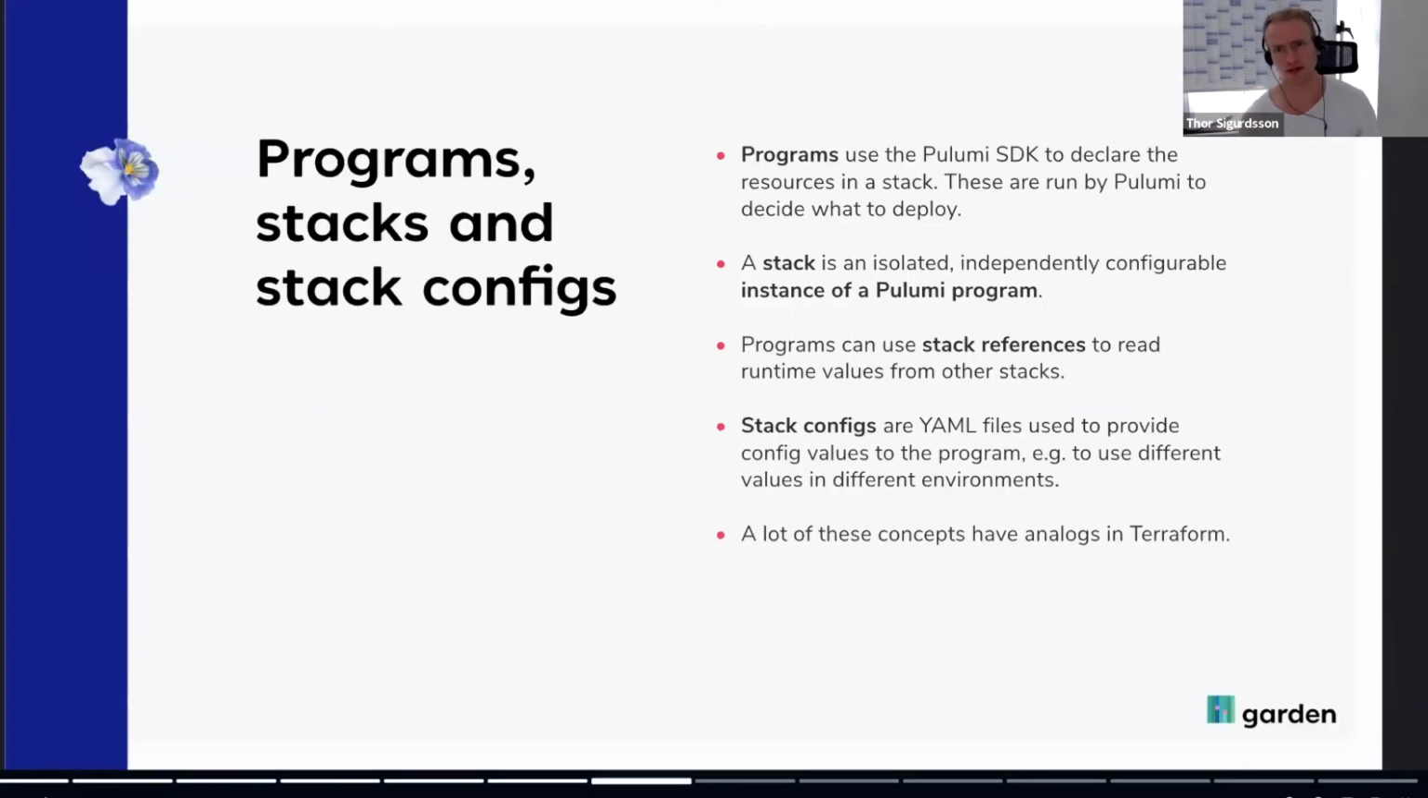Essentially, as we saw on the screenshot earlier, you use the Pulumi SDK in a programming language of your choice. They support some of the most popular programming languages like JavaScript, TypeScript, Python, Go, and a few others. So you declare resources with the Pulumi SDK in a program, which is basically a code file that is run. Pulumi runs that, and we'll get into the flow of how that works later.